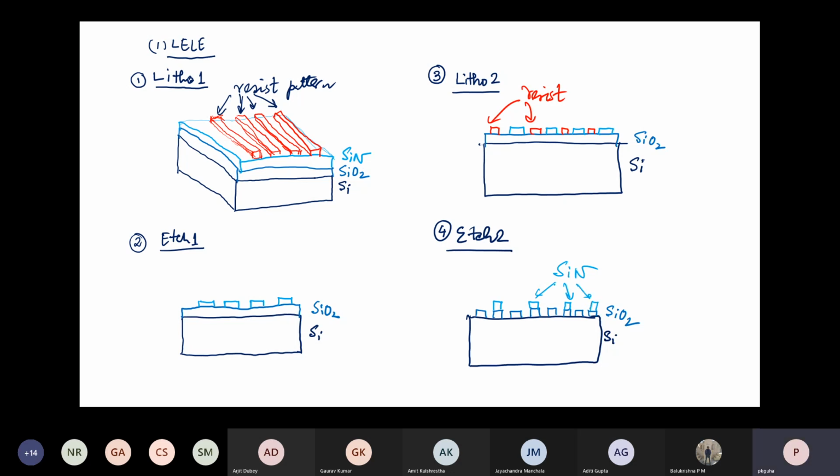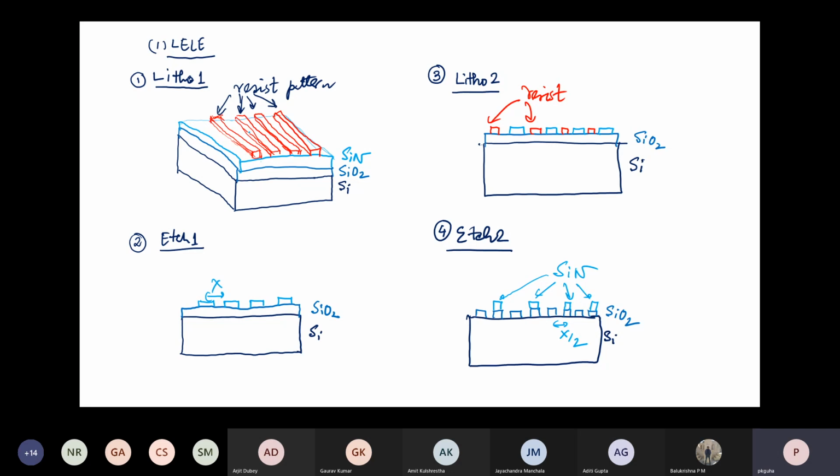These are your silicon nitride. Now if you look carefully, your pitch is now x over 2. Here the pitch was x, now it is x over 2, right? So you increase the density, you double the density.